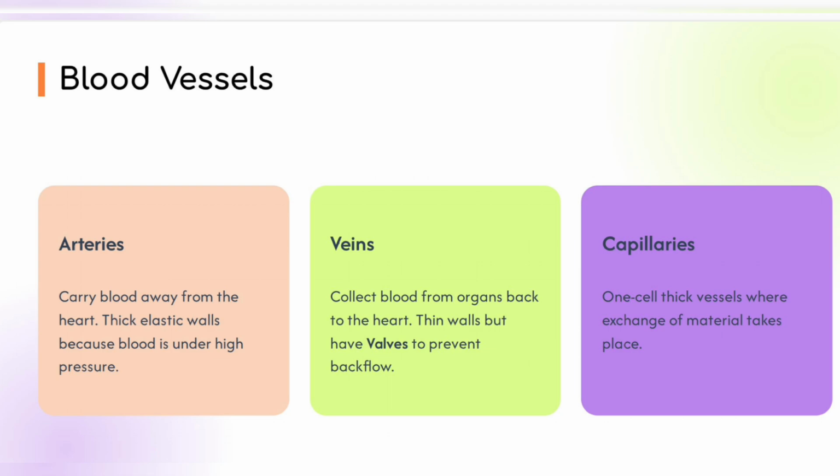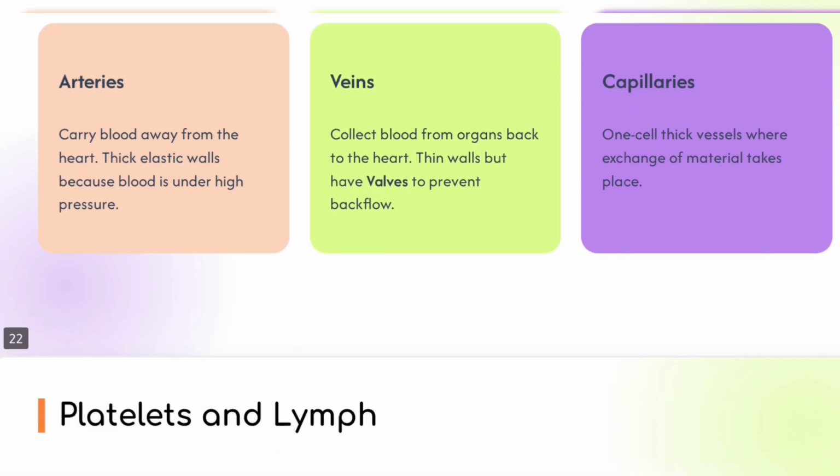And next, capillaries. These are extremely thin vessels, only one cell thick. They connect arteries and veins. All the exchange of materials, oxygen, food, waste between blood and body cells happens through capillaries. This network of blood vessels is like a complete transport system in our body.